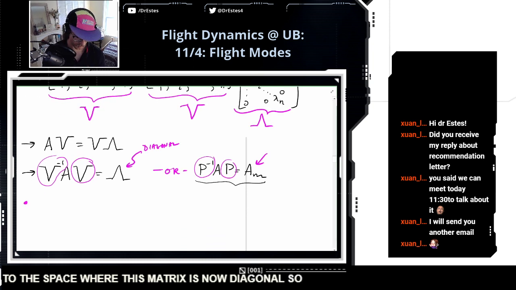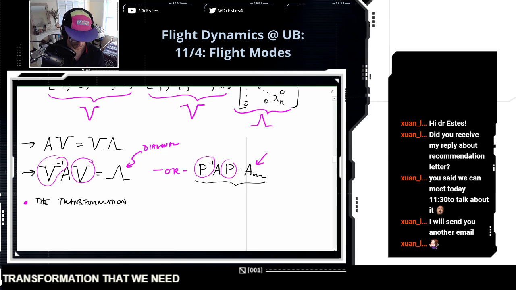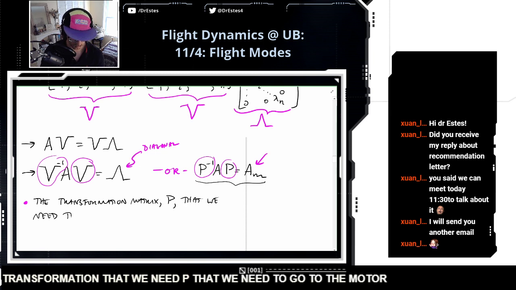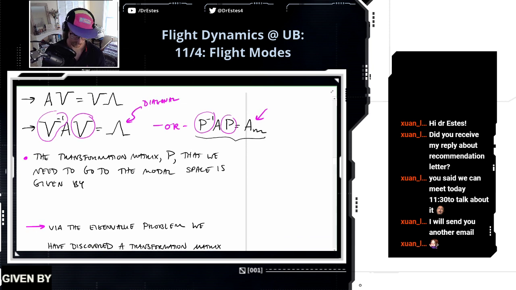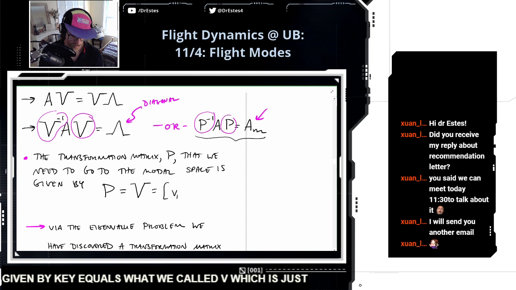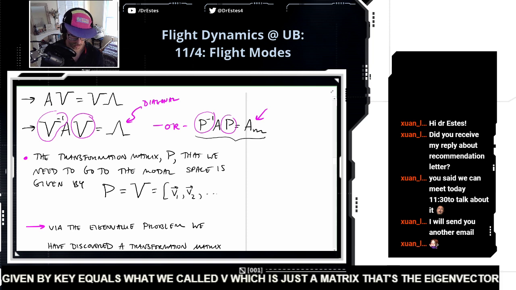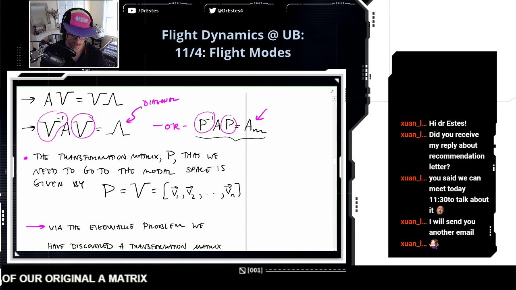So what I'm saying is the transformation P that we need to go to the modal space is given by P equals what we called V, which is just a matrix of the eigenvectors of our original A matrix stacked side by side.